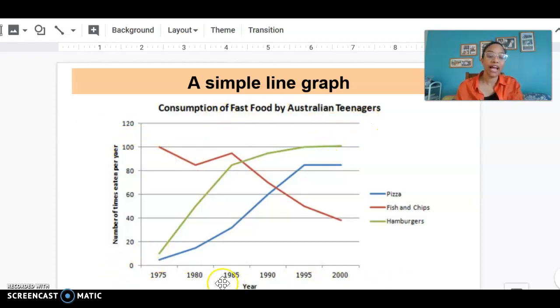Across the bottom, we have our categories. In this case, because it's a line graph, a lot of times the categories are based on a time period. And so we see the key dates like 1975, 1980, 1985, and then the line is smoothed so that we can see a trend. Were they eating more? Were they eating less of these different things? So we can see that, for example, in 1975, people were eating a ton of fish and chips, and that has decreased and been replaced with more pizza and hamburgers over time.